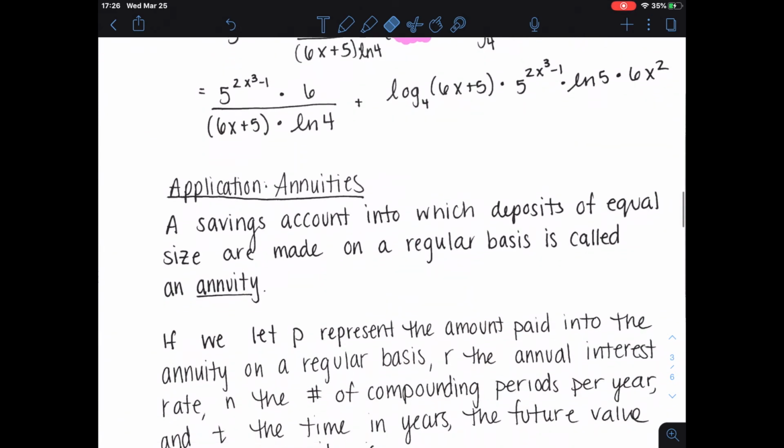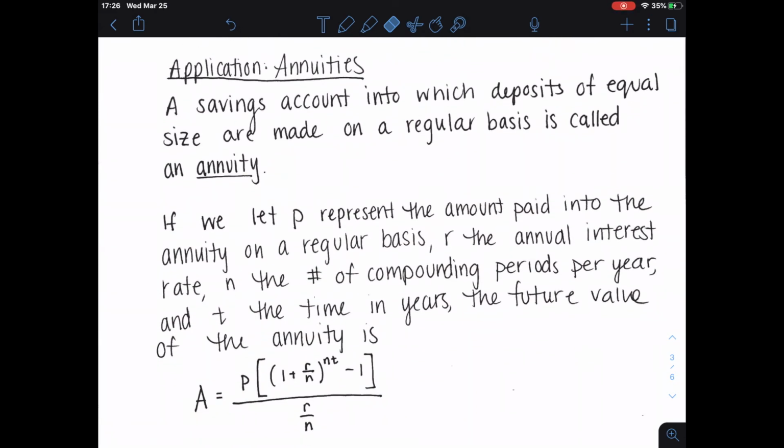So the last application we want to do is about annuities. If you've ever heard of an annuity before, basically if you have a savings account which you regularly make deposits into, that's called an annuity. So we have a nice formula, if you remember back to our interest way at the beginning of this semester, when you had it compounded at certain times, we knew how to figure out the amount in the account. So a whole lot of words coming on right here, but if we let P be the amount paid into the annuity on a regular basis, so basically it's what your payments are.